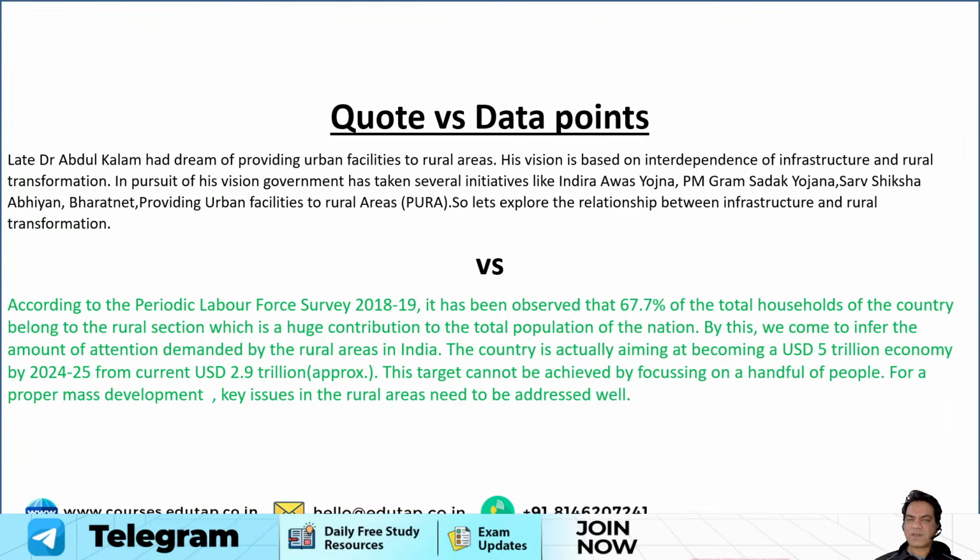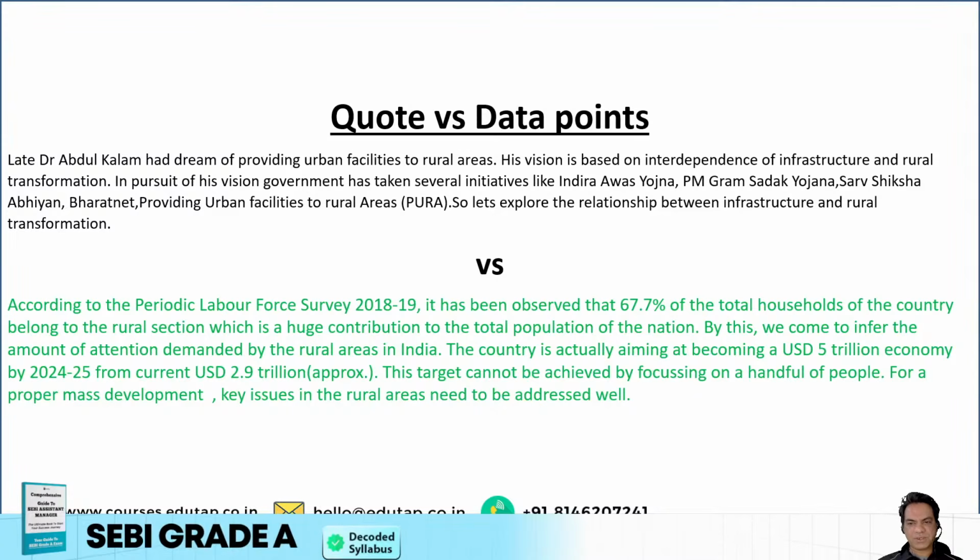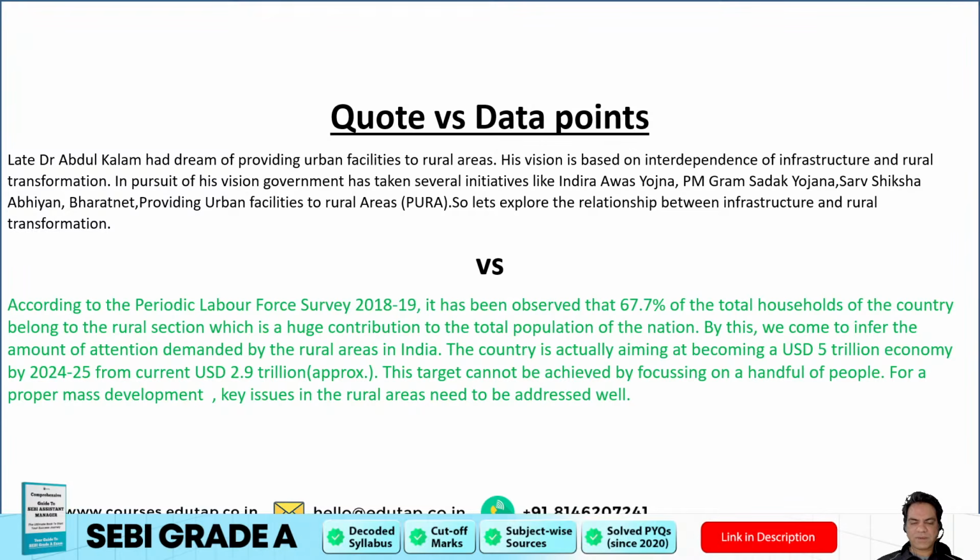Now this target cannot be achieved by focusing on a handful of people. For a proper mass development, key issues in the rural areas need to be addressed well. Yes, guys, you tell me which opening was better according to you. Which opening did you find better, the first one or the second one?